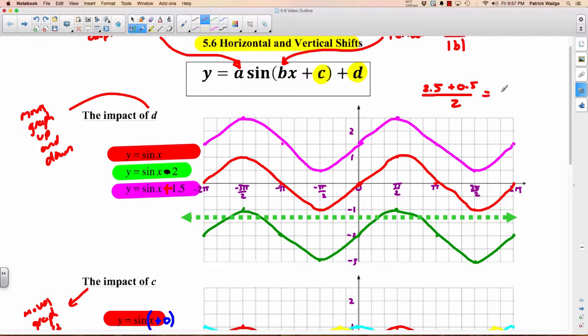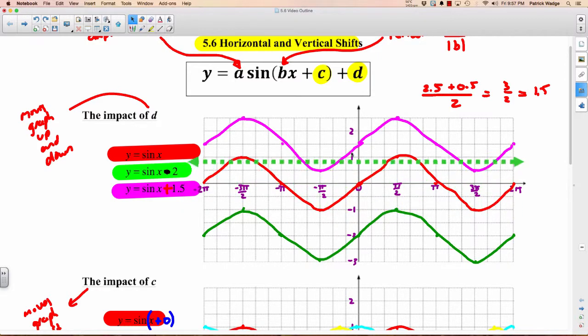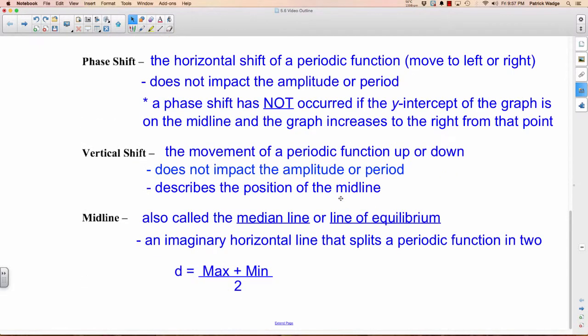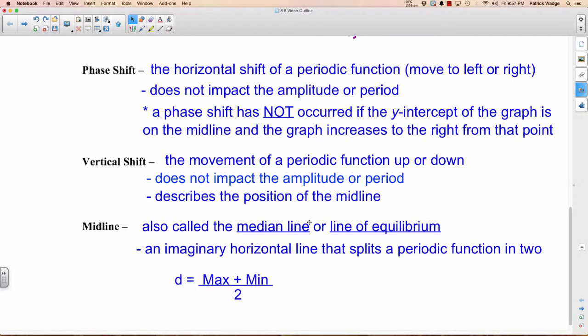In other words, we get the average. 3 divided by 2 is 1.5. Is that true that the midline's at 1.5? 1.5 is right there. Yep, it's true. Okay, so that's one way you can always get the midline. That's a lot to take in there, so copy it down and let's move on.